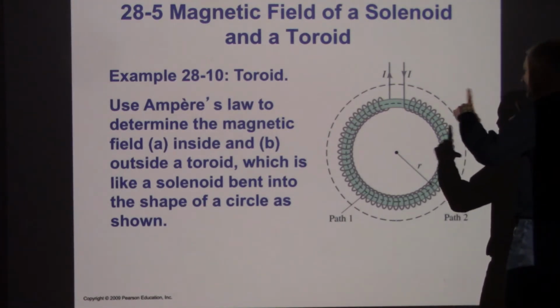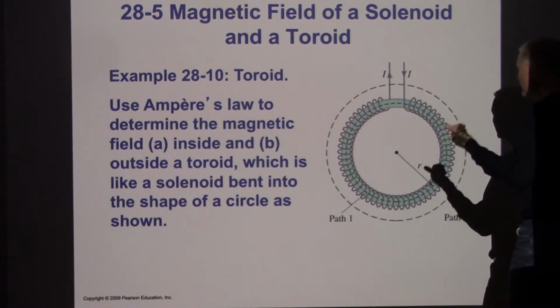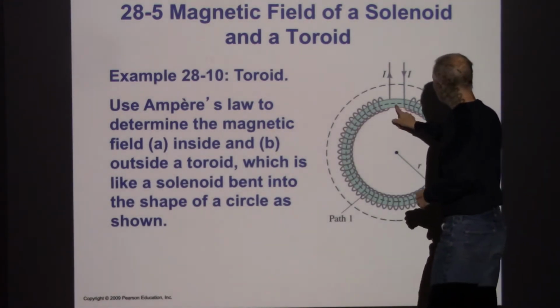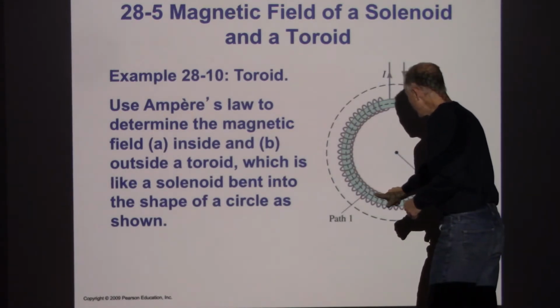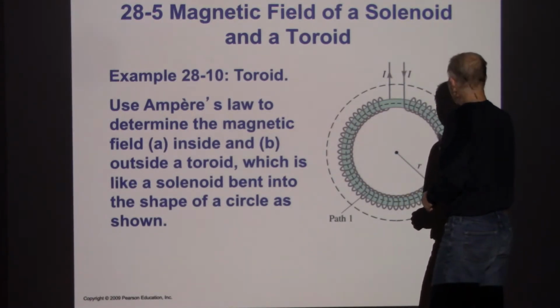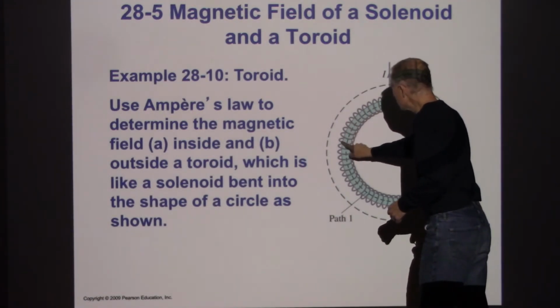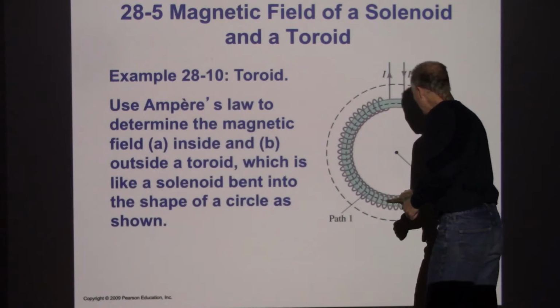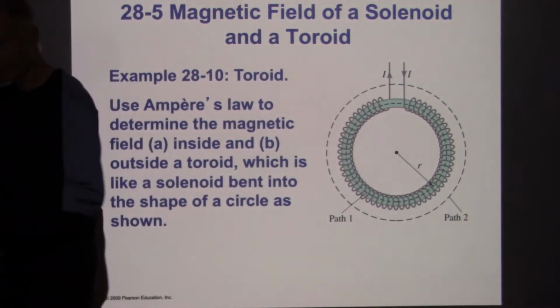Now, there's a little bit of variation of the magnetic field inside the toroid, and here's why. I could run the path close to the inner radius. That would give me a smaller circumference than if I ran the path through the outer radius. So let's see how that's going to show up in our formulas.